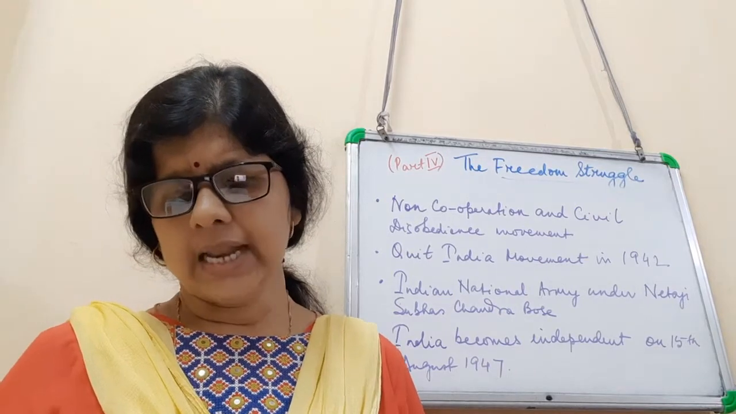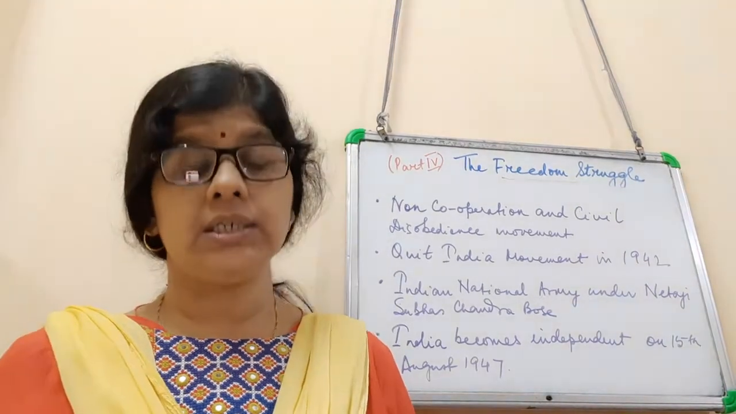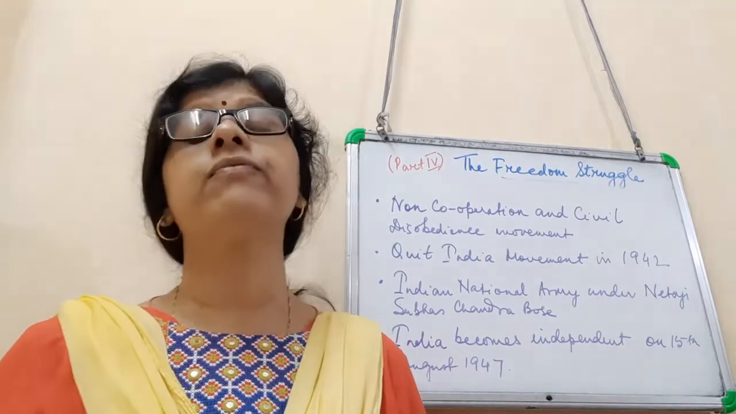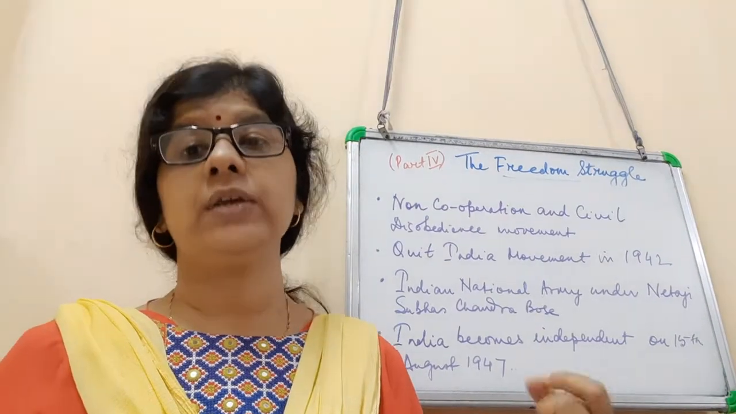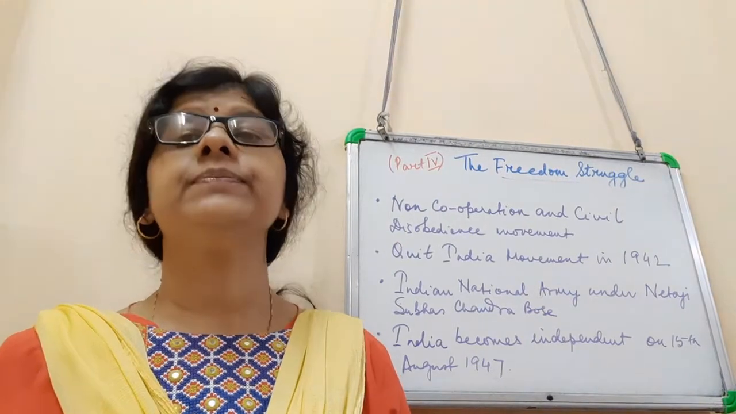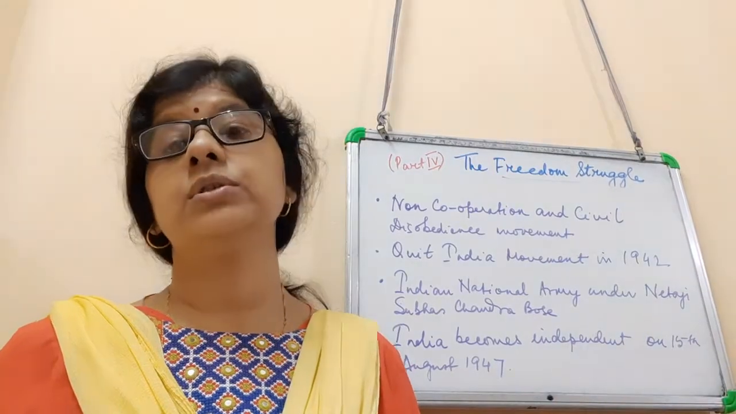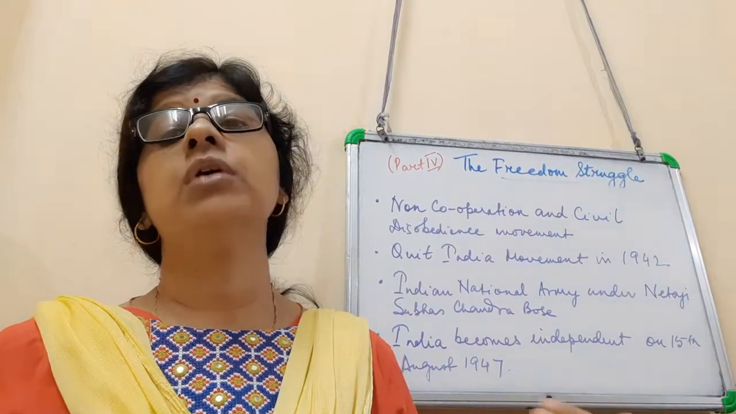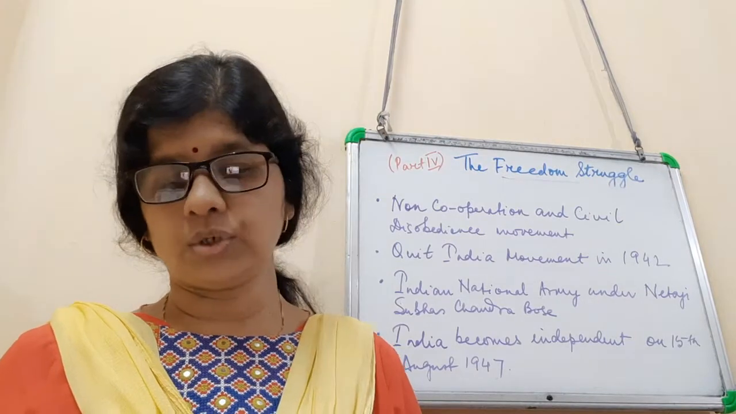On 12 March 1930, Gandhiji and his followers marched from Sabarmati to Dandi. In Dandi, Gandhiji broke the salt law and made salt from seawater. Yes, it's the famous Dandi march, as we call it, from Sabarmati to Dandi. There were several laws about salt, and Gandhiji showed how to make salt from seawater.